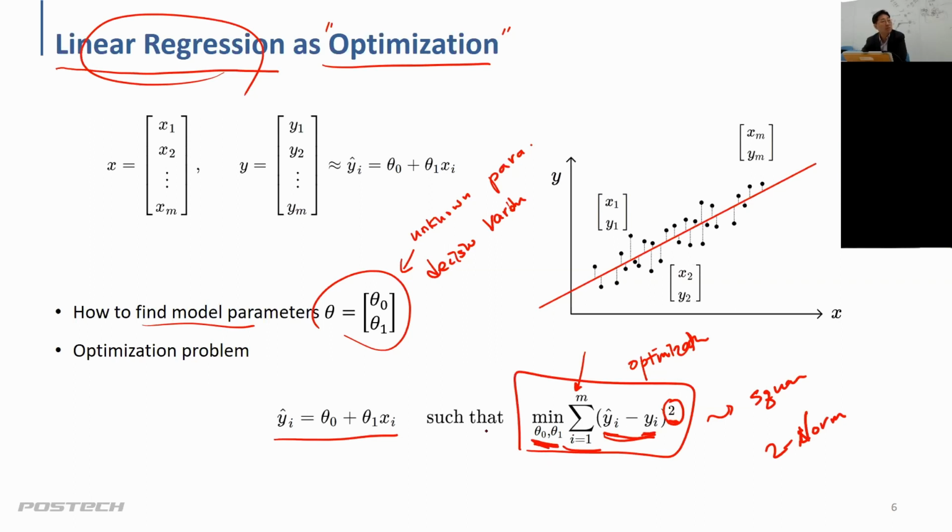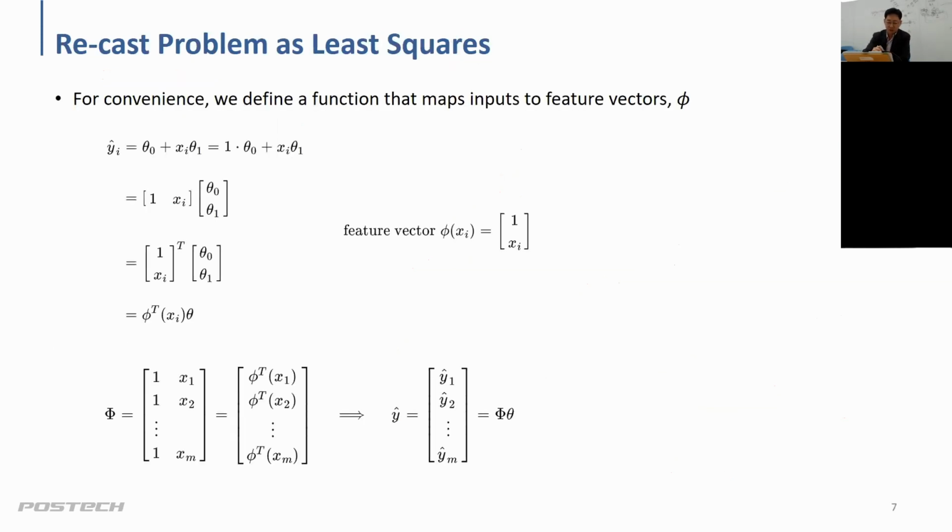That's the optimization problem. So the question: what's the constraint in this case? What's it subject to? Here, because we can have any values of theta 1 and theta naught, there's no constraint. So this is an unconstrained optimization problem. So we recast the regression problem as least squares.